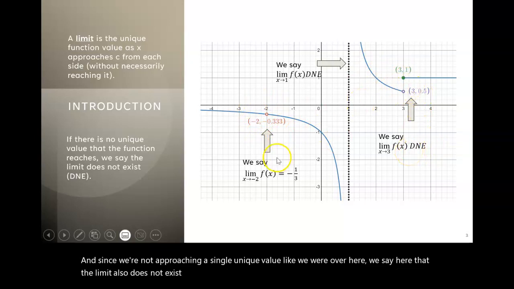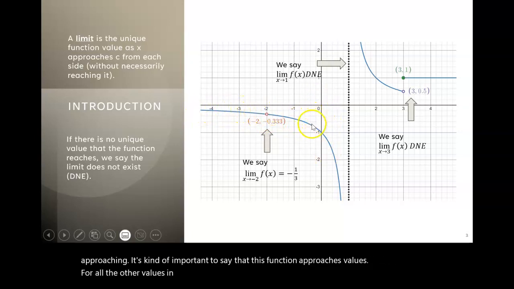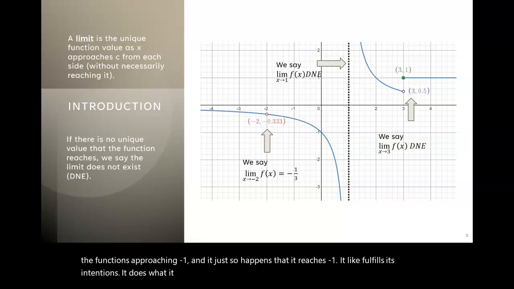So the limit is that unique function value that we're approaching. It's kind of important to say that this function approaches values for all the other values in its domain. For example, if x is equal to 0, it looks pretty clearly like the function's approaching -1. And it just so happens that it reaches -1. It fulfills its intentions. It does what it says it's going to do.